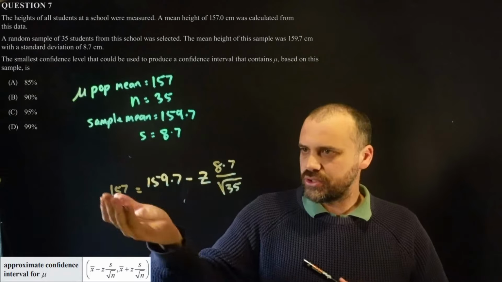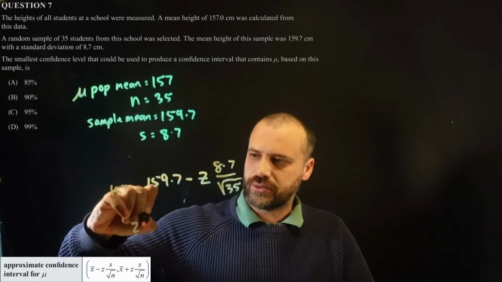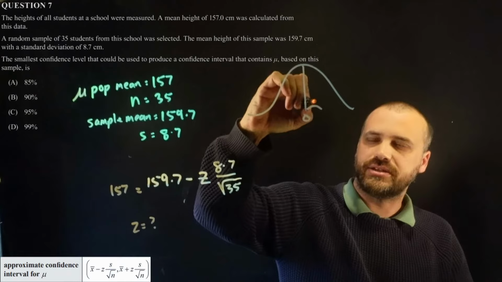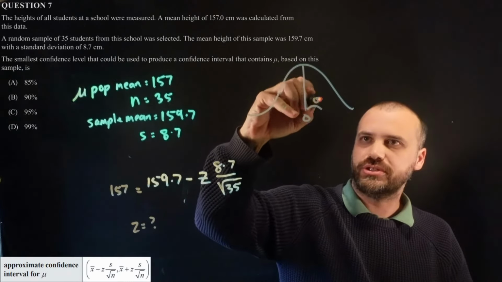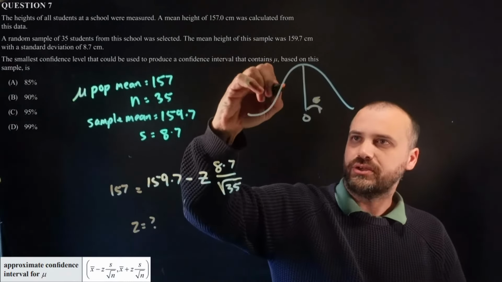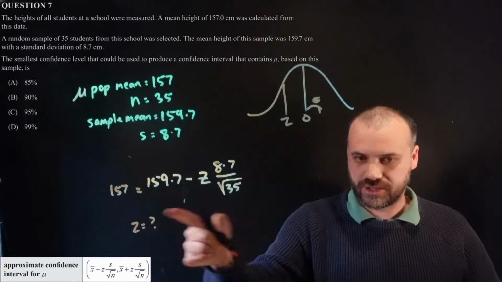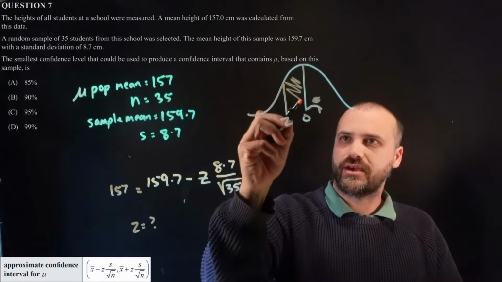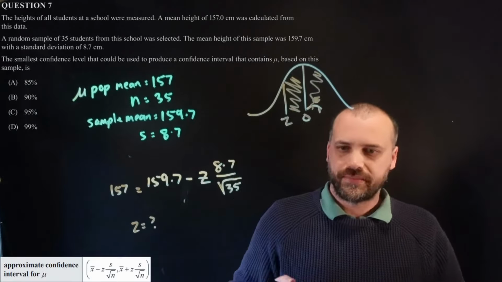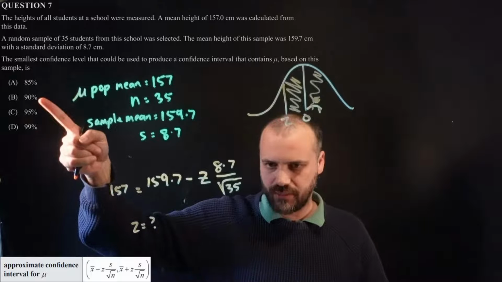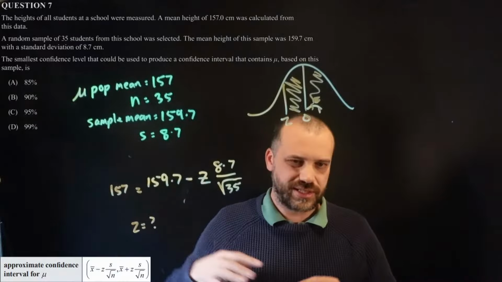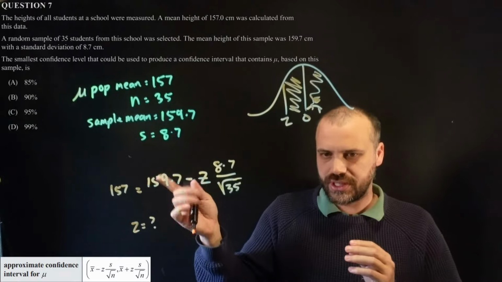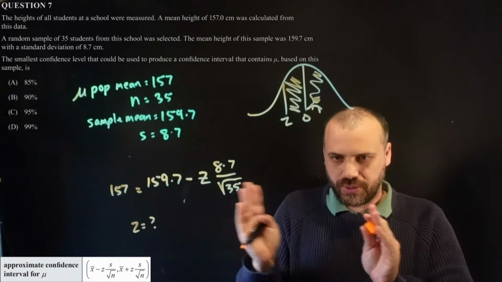Once you solve that for z, so z equals something, that gives you some value on a standard normal distribution, so 0 and 1. You'll get some z value, whatever that happens to be when you solve it. Once you know that, you find the area here, and the area is going to be somewhere between that 90 and that 95. And so to figure out what confidence interval you need to use, you need to figure out which one there is.